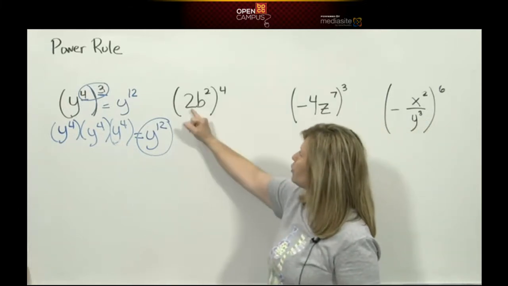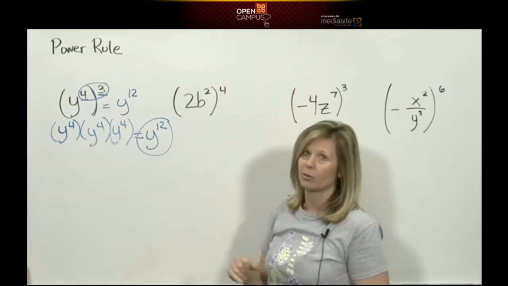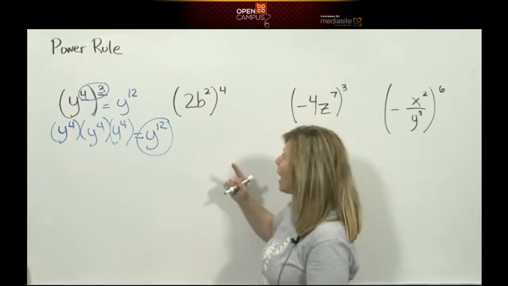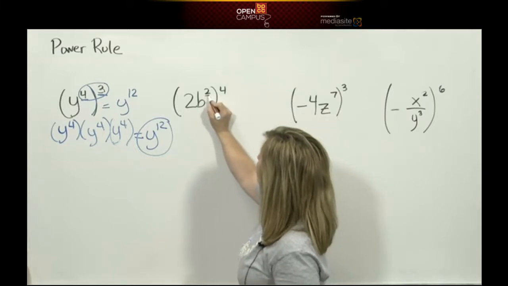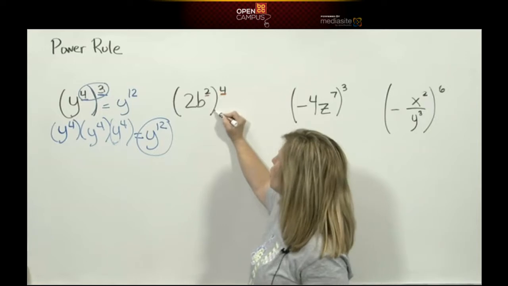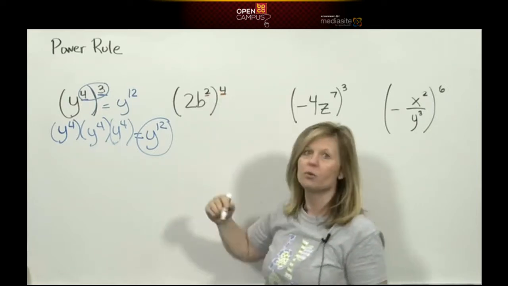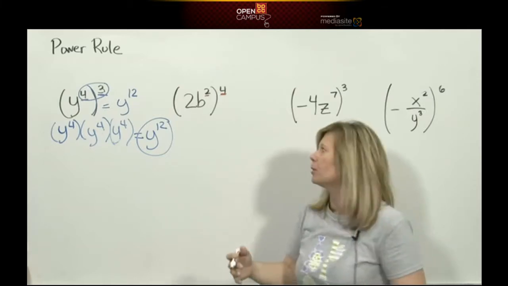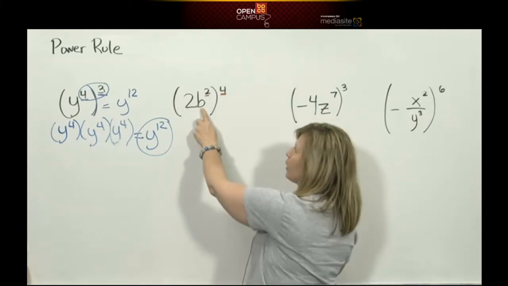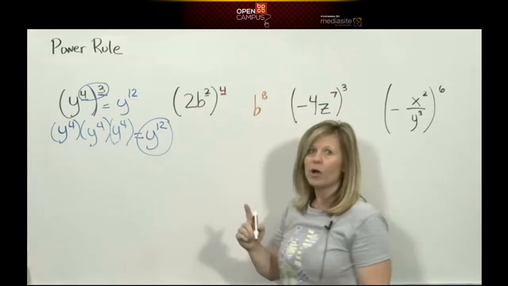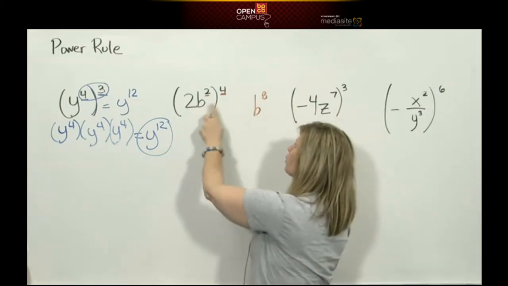So if you look here, I have 2b squared to the 4th. If I'm going to do the power rule, this is what you all do right. You all see the exponent 2, you all see the exponent 4, you see the parentheses, so you know to multiply 2 and 4 and you get 8. But who does that 8 exponent belong to? Well, it belongs to the letter b. So you all write b to the 8th. And then what you do wrong is you just bring the 2 down.